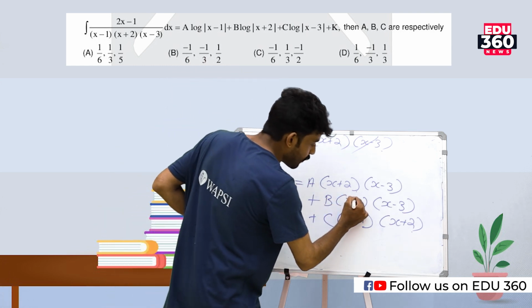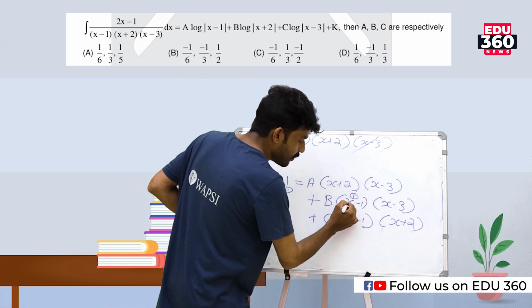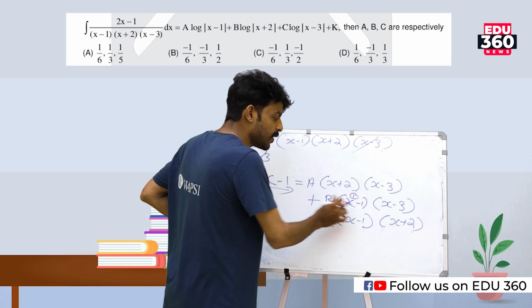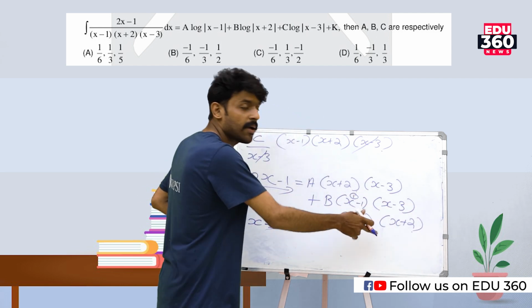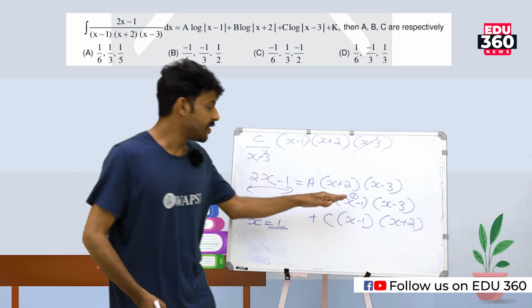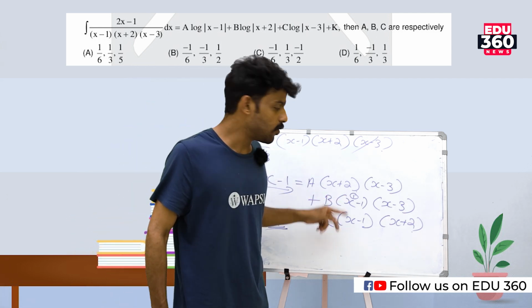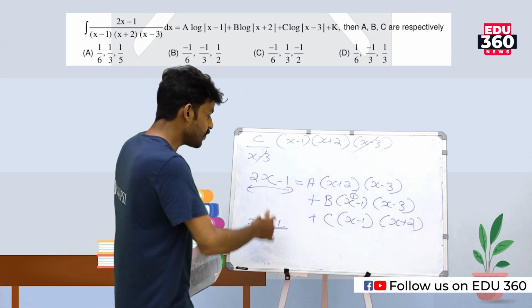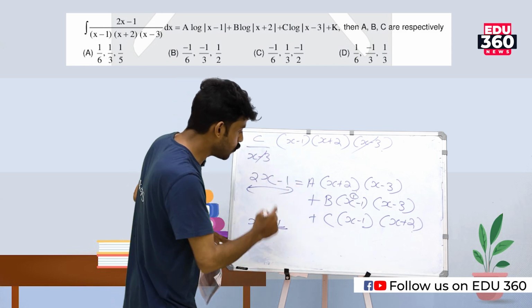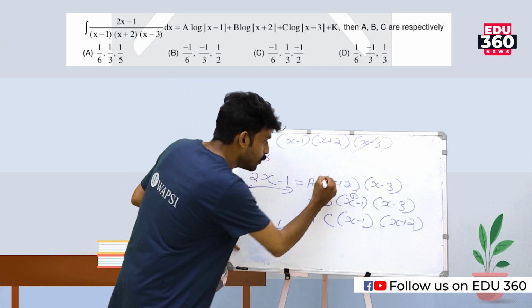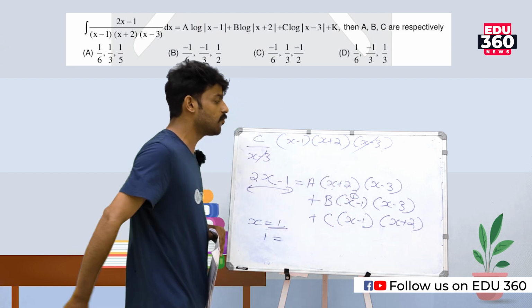While we are substituting the value of x is equal to 1, here it will become 1 minus 1. So the term b will cancel, and here c, 1 minus 1 again. So the terms b and c will cancel. Only we have a. So for x is equal to 1, 2 into 1 is 2, minus 1 is 1, is equal to 1 plus 2, that means 3.